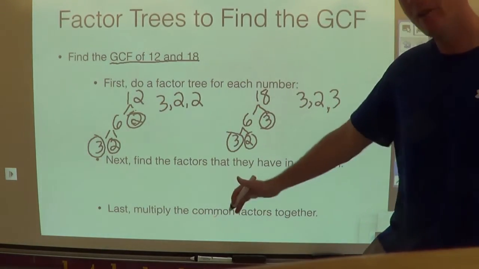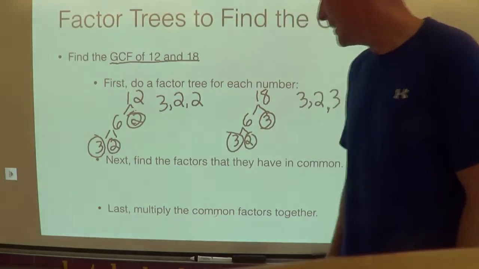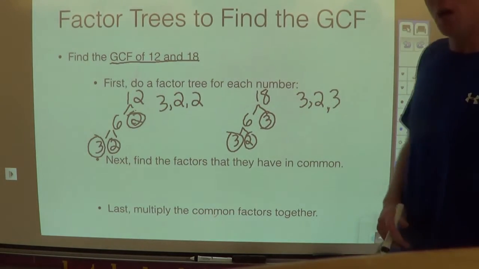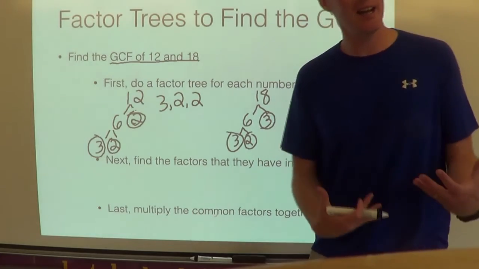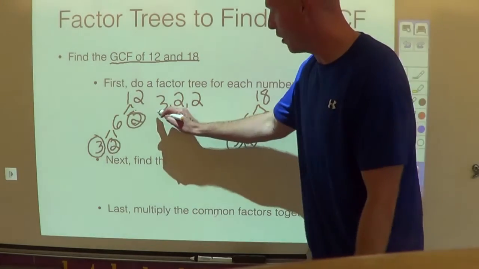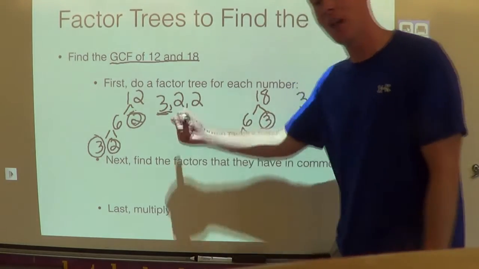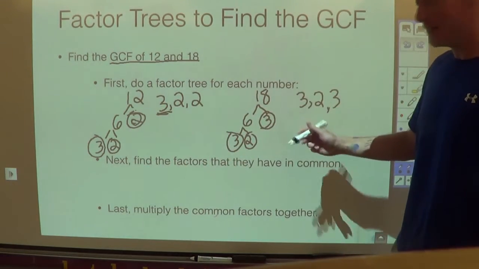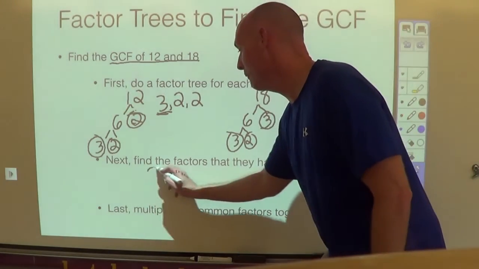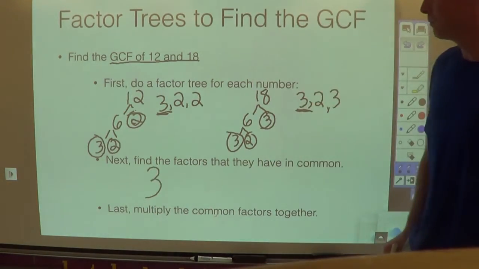Step 1, done. Now let's move to step 2. Step 2: next, find the factors that they have in common. Basically, look at it like they've got to have a date. So I have a 3 over here with the 12. Does that 3 have a date over at 18? Ding, ding, ding. Yes, it does. So therefore, we have 3 in common.